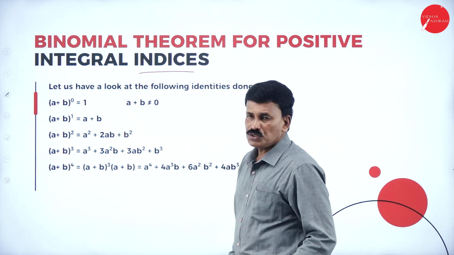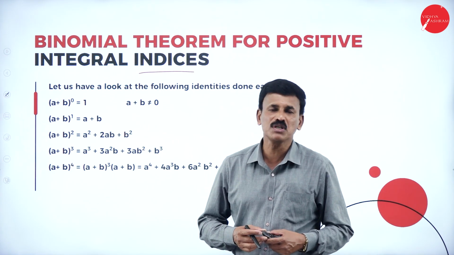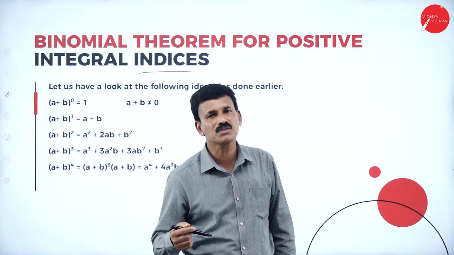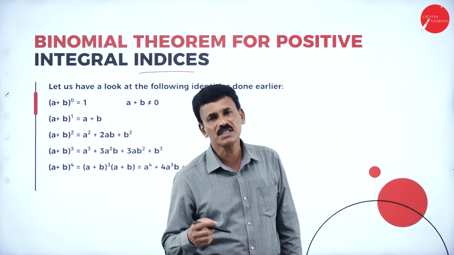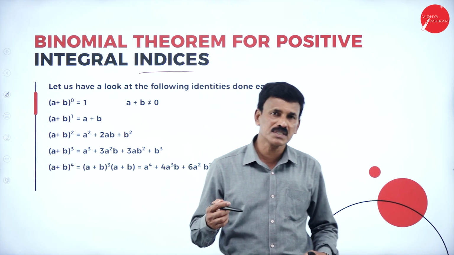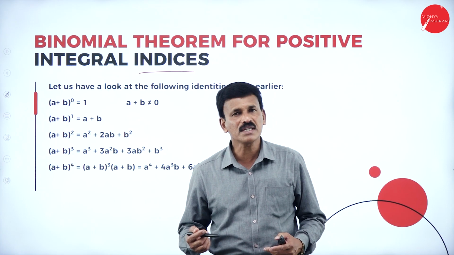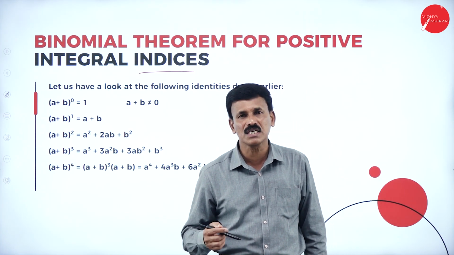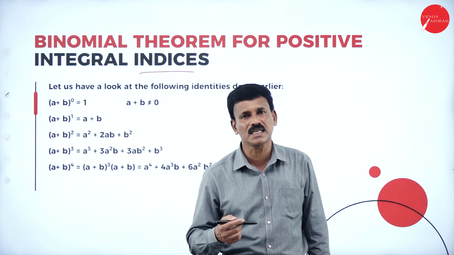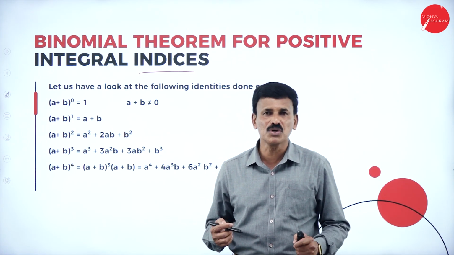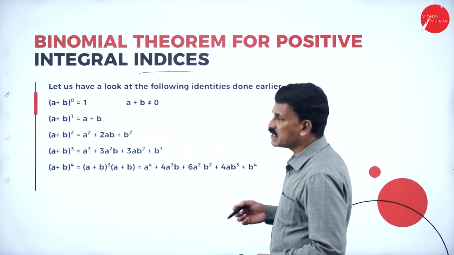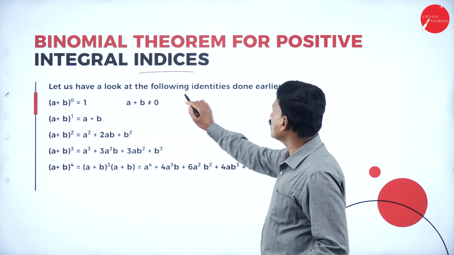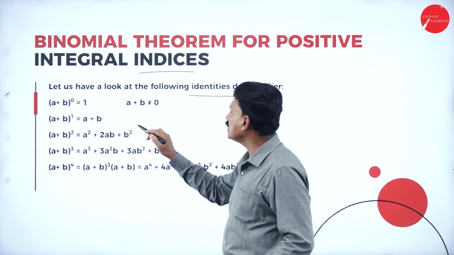Now you know the formula for a plus b whole square and a plus b whole cube. We can easily write a plus b whole square as a square plus b square plus 2ab. Suppose it is a plus b whole cube, we can write a cube plus b cube plus 3ab into a plus b. So here, if the power is greater than 5, 6, 7, if a plus b to the power of 10, a plus b to the power of 20, those simplifications can be done with the concept of the binomial theorem. Now let us have a look at the following identities.